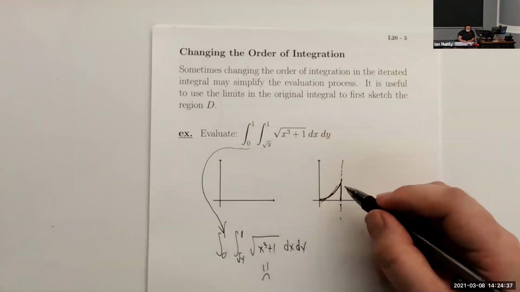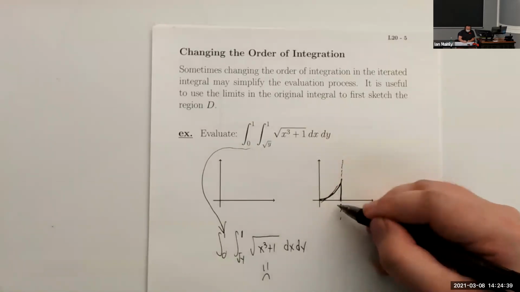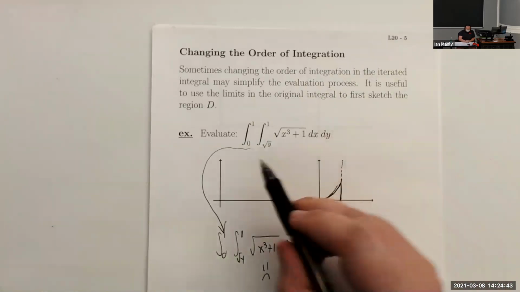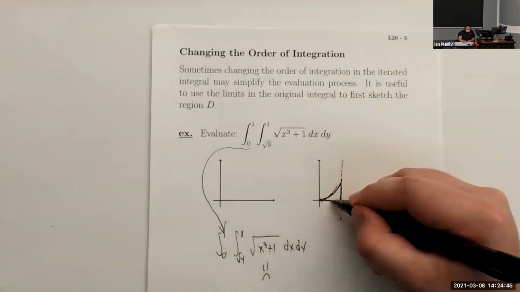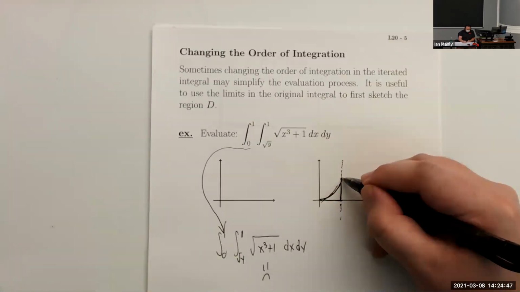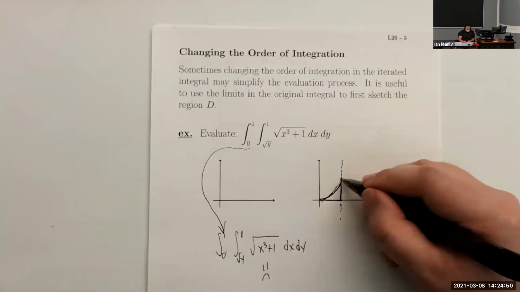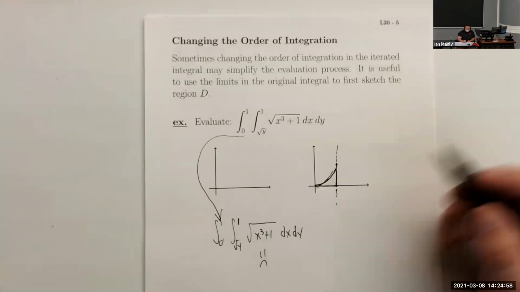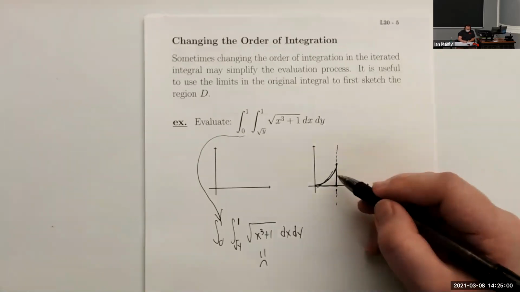Now we need a little bit more information. We need to know how high or low to go with y's, because maybe we could go down this way somewhere. But our y value starts at 0 and ends at 1. So kind of draw horizontal lines right there. So this is going to be the region that we need to integrate over. Now what we're going to do is imagine this the other way.